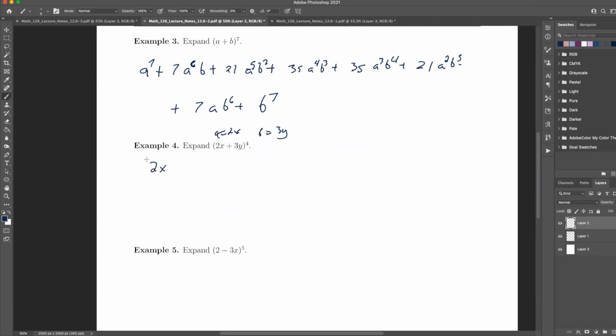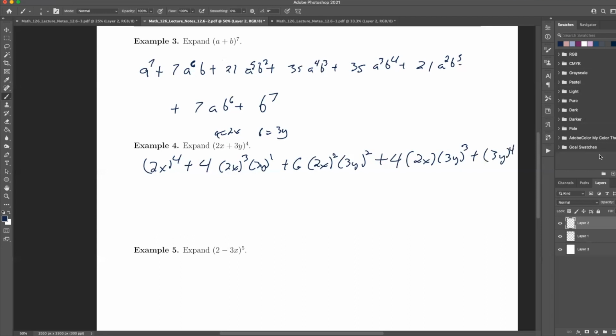So I'll have 2x to the fourth power, plus 4, which is my coefficient, of 2x to the third power, 3y to the first power, plus 6, which is my coefficient here, 2x squared, 3y squared, plus 4, which is my coefficient from my Pascal triangle, 2x, 3y cubed, plus 1 of 3y to the fourth.